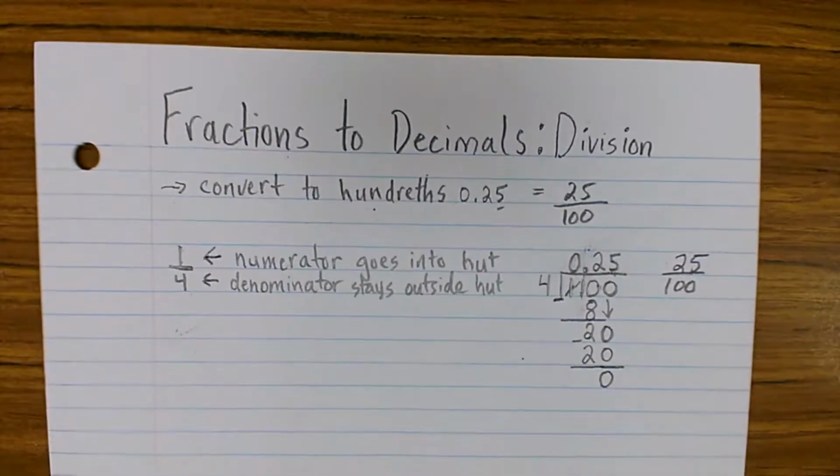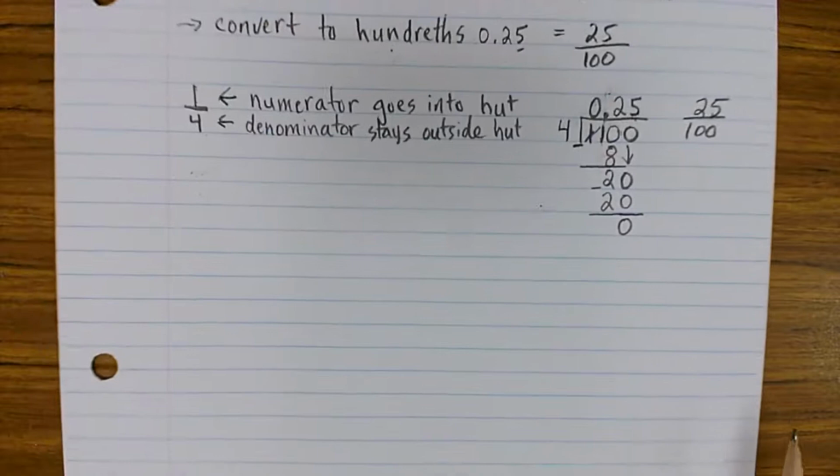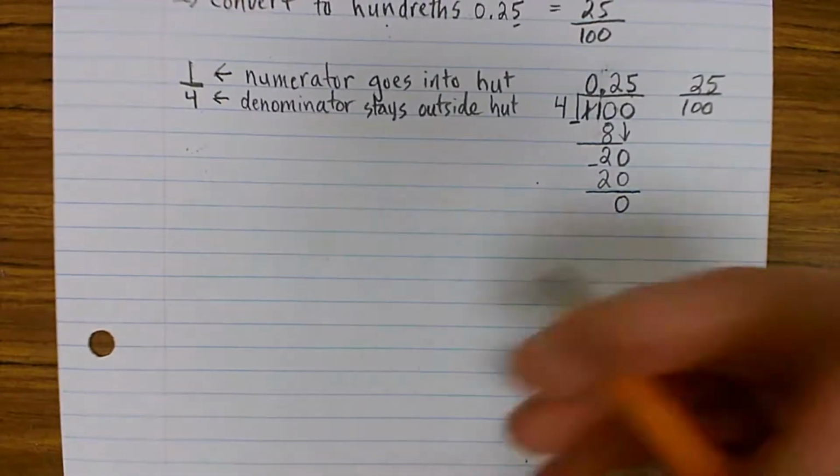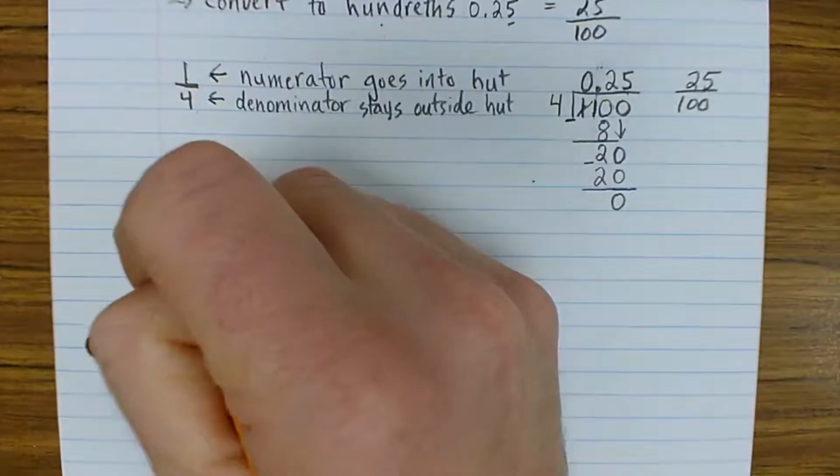Okay, so that's how you do division of converting fractions to decimals with division. We'll do one more to go through the steps one more time, and we'll just do something a little bit different, maybe 3/8.